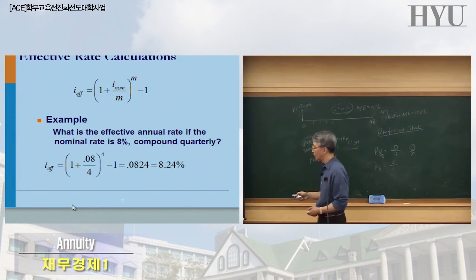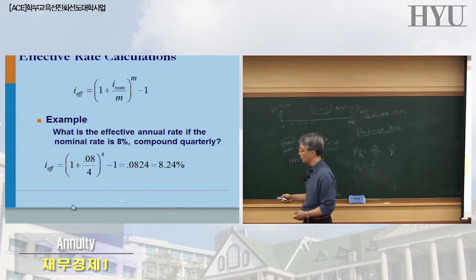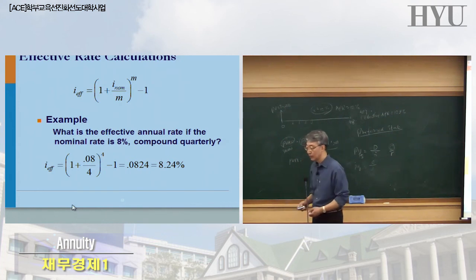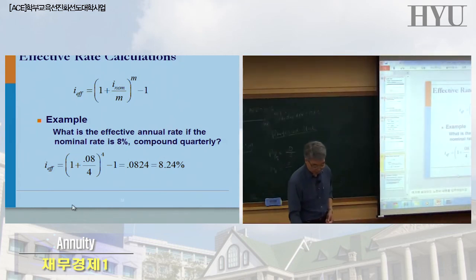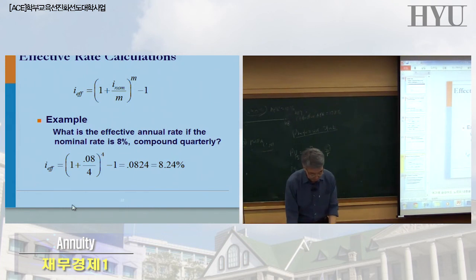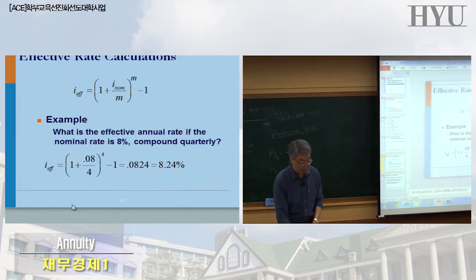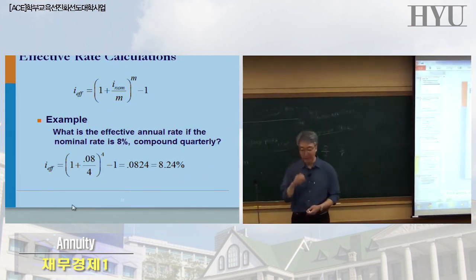So here's an example. If the annual nominal interest rate is 8%, but it's quarterly compounding, right? Then the effective interest rate is 8.24%. Okay? You should be able to calculate it that way. If you point that out to your salesperson, he will be impressed. And he may not be able to deceive you anymore.